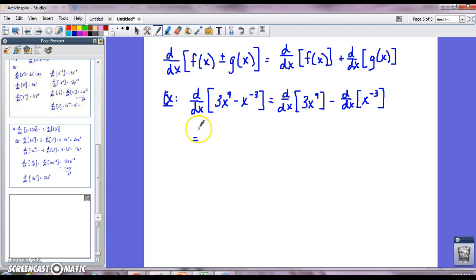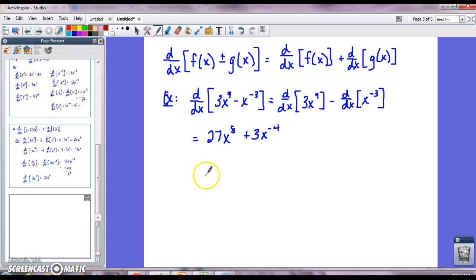So if I do those separately, that first term ends up as 27x to the 8th. That second term would be negative 3 times that negative that's out in front, so it would be positive 3x to the negative 4th. And again, now that you know this is a rule, you don't have to write out this middle step. You don't have to show that you're taking the derivative of each part of that. You can just go right from what's given to you right to this final answer.